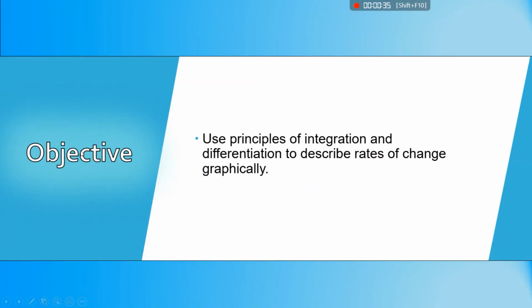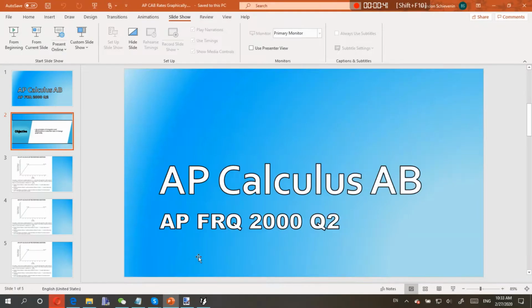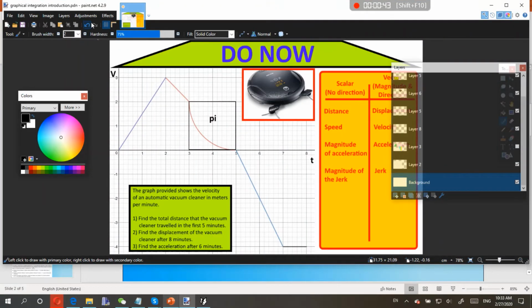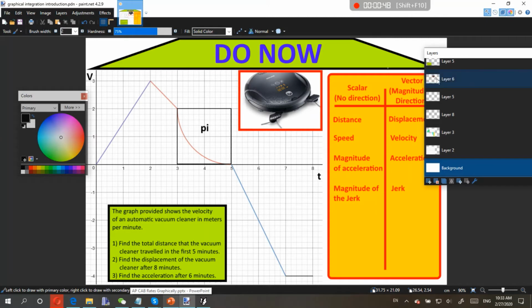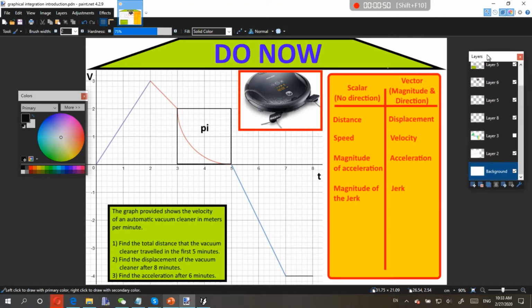So this time we're still working with rates of change, but instead of doing it analytically, we're going to start working graphically. We'll quickly throw up a sample from earlier this year. Okay, so I've got here a graph of the velocity of an automatic vacuum cleaner in meters per second. The first thing I want to do is find the distance that the vacuum cleaner traveled in the first 5 minutes.